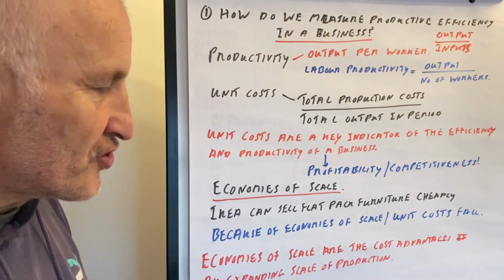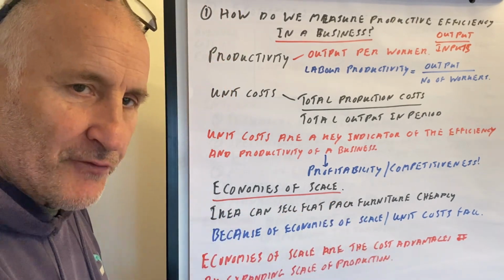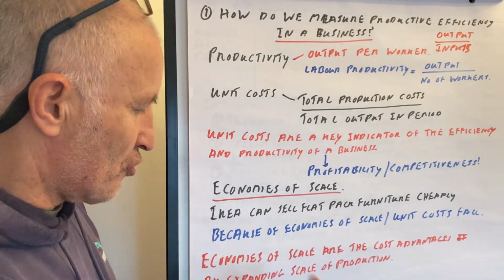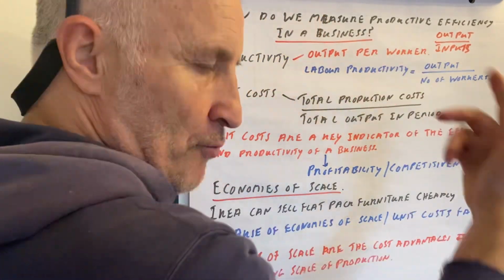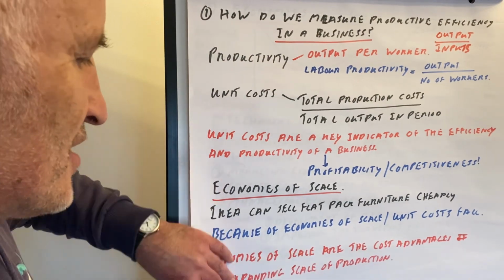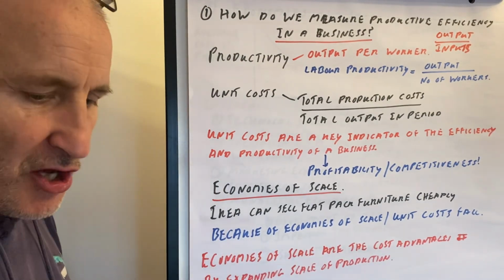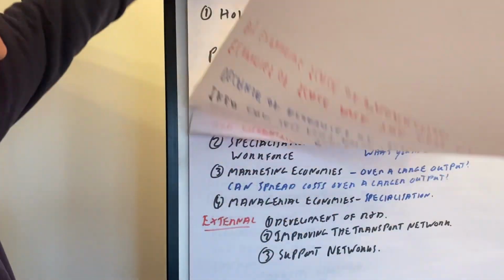You also got this concept, which is pretty important, of economies of scale. Economies of scale, if you can achieve them, means that your average cost per unit falls, right? So therefore, once again, this will make you more productively efficient. Economies of scale, the cost advantage is by expanding your scale of production. So as the firm gets bigger, you should be able to achieve economies of scale.